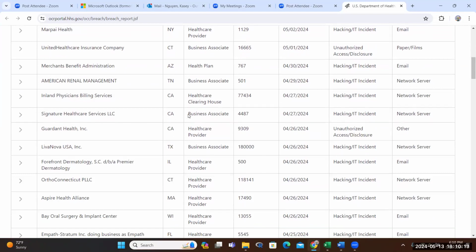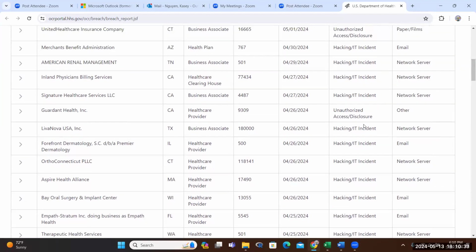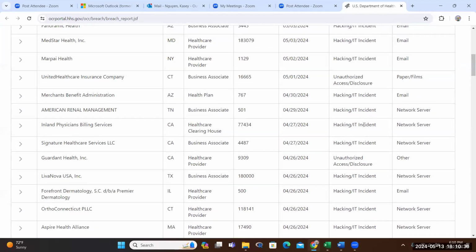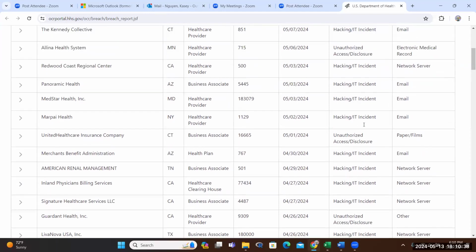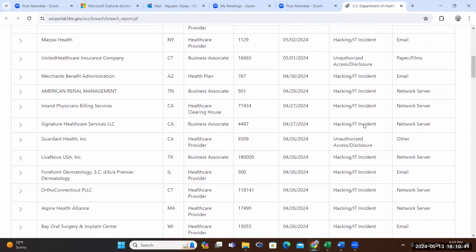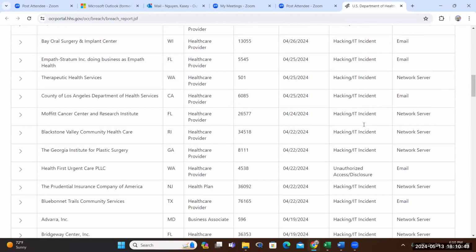Here's another one for California, Guardian Health, Inland Physicians Billing Services for California. 77,000 records, right? That was in April. So people ask me if it's going to happen to them, right? It's when it's going to happen to them. This is what makes this job more secure than most technical work. Any question?